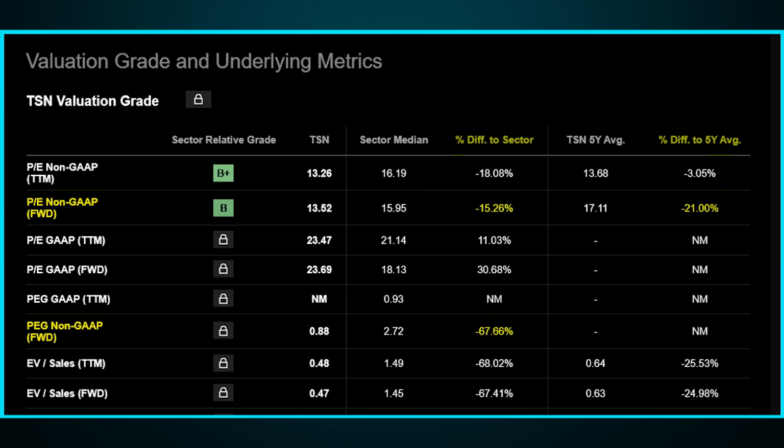And with that in mind, Tyson's adjusted forward PE ratio is over 21% lower than their own 5-year average right now, and it's over 15% cheaper than the sector median, while their PEG ratio is a whopping 67% lower than the sector too. And the same goes for their price to sales as well. So by all accounts, Tyson is trading at an incredible value right now.